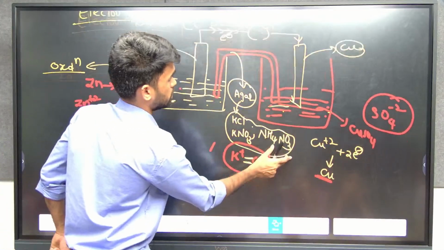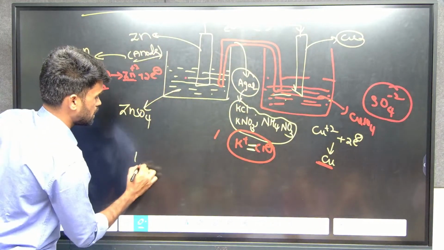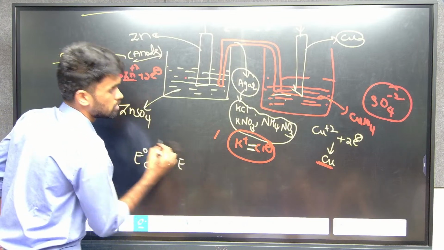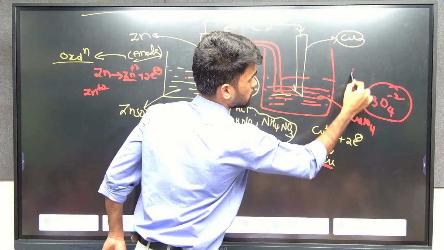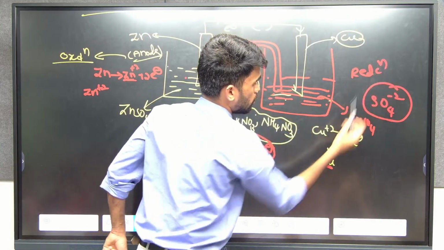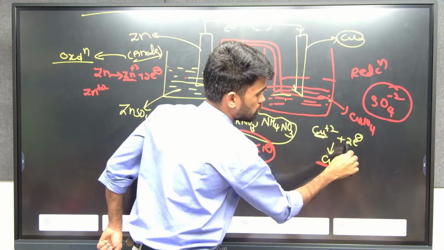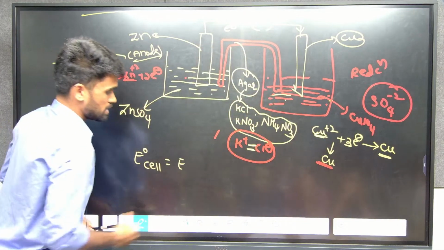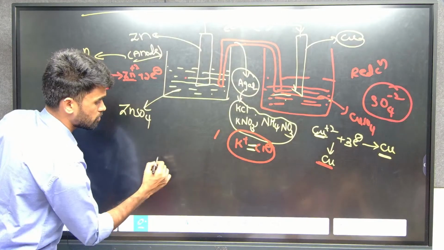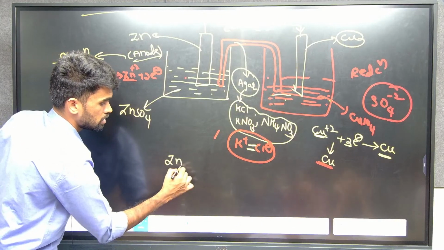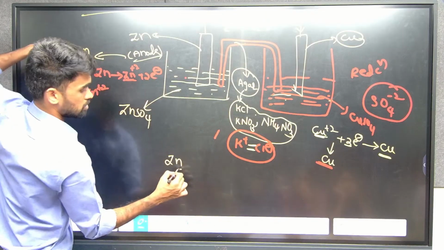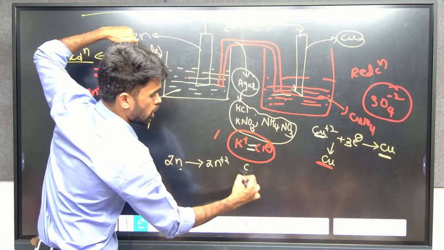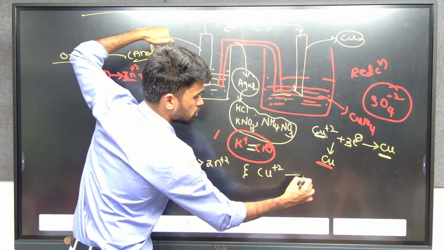Next one. During this cell, energy is produced. So how much energy is produced? At the cathode, what happens here? Reduction. How can you write it? Cu2+ plus 2 electrons converting into Cu. So what is the net cell reaction? What happened to zinc? Zn converts into Zn2+, and Cu2+ converted into copper.